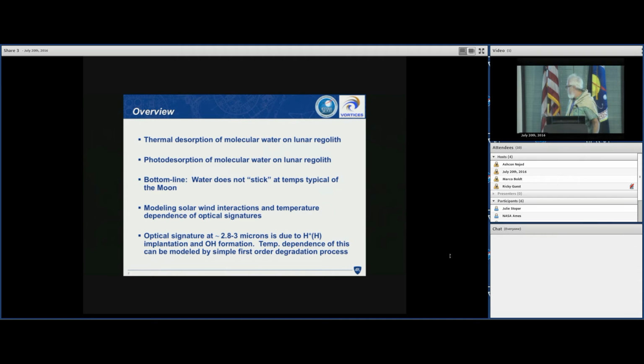dependencies of optical signatures, and in particular, the optical signature between 2.8 and 3 microns, which I would argue, and a number of people have already said this, is likely due to proton implantation, but that proton implantation, from our perspective, makes pretty much hydroxyl groups. And then you can model the temperature dependence of that optical signature by looking at a simple first-order degradation process of the hydroxyl groups that are produced by the solar wind implantation. Okay. That's basically the talk, so if you want to take a rest for the next 10 minutes, you can.